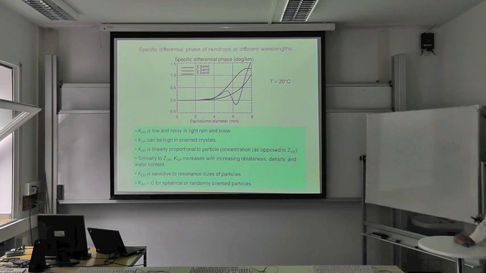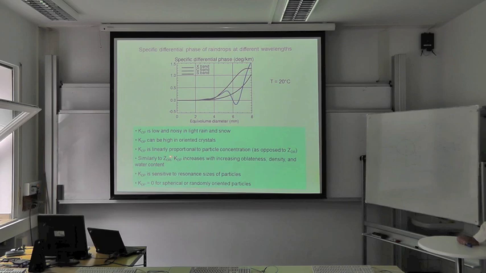It's sort of inversely proportional to radar wavelength. But one thing which should be kept in mind: Kdp is low and noisy in light rain and snow. In other words, you see for very small raindrops the Kdp is quite small. It can be very high in oriented crystals, the same way as differential reflectivity. It is linearly proportional to particle concentration, as opposed to differential reflectivity. That makes it attractive for rainfall measurements as well.